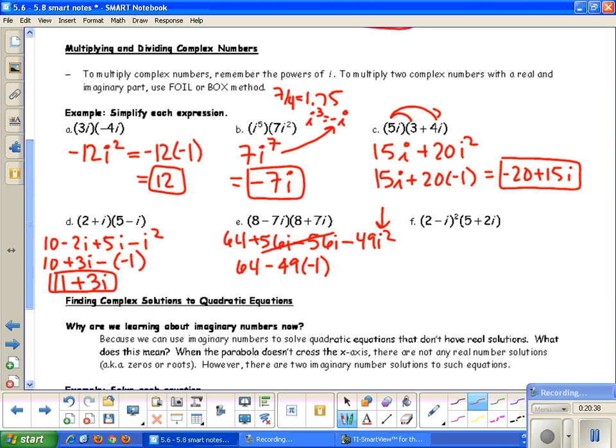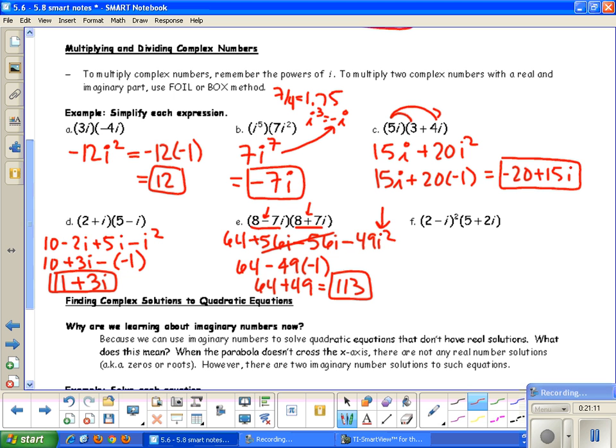Where's that -1 come from? Because i squared, remember, is really equal to -1. So we have 64 plus 49, which is 113. And if you look at these terms, notice that the terms are the same except the sign of the second term is changed. So we do have conjugates for complex numbers, so these would be conjugates. And remember, we said when we multiply conjugates together, it gets rid of your radicals. So remember, i is really a radical, so root -1, so that makes sense that it would be gone and just the real number would be left.